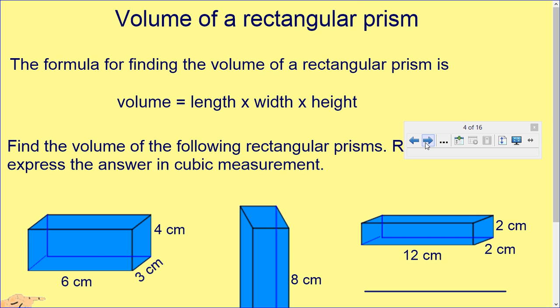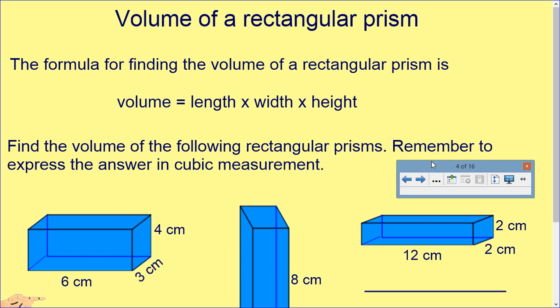Volume formula of a rectangular prism. The formula is similar to that of a cube, where the side length times width times height are the dimensions, whereas a cube had all the sides equal. So let's find the volume of the following rectangular prisms. Remember to express your answer in terms of cubic measurement.